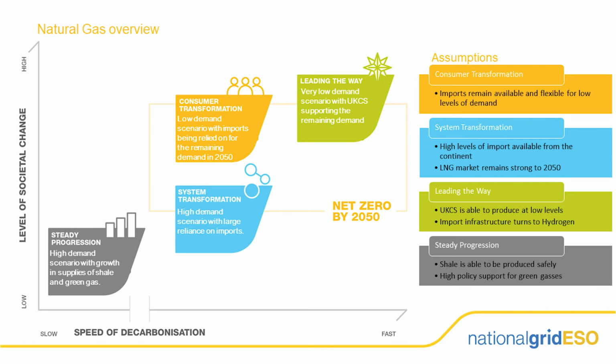Leading the way, we're presuming gas from the UK is available to produce at all levels in the year 2050, extending the lifetimes of some fields to supply low levels of demand. Secondly, that the import infrastructure currently in the UK for natural gas starts to turn towards hydrogen. Lastly, in steady progression, we're making the presumption that shale is proven to be able to be produced safely, and that there's a high policy support for green gas.